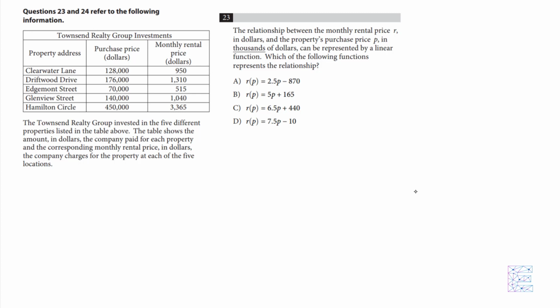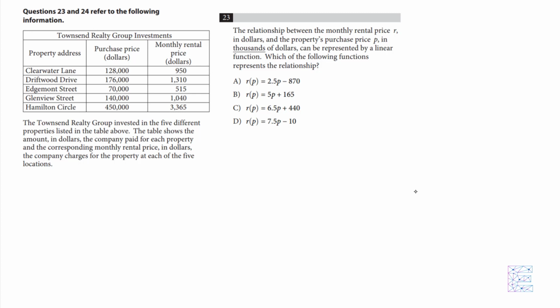Now, let's read the question itself. The relationship between the monthly rental price R in dollars and the property's purchase price P in thousands of dollars can be represented by a linear function. Which of the following functions represents the relationship?